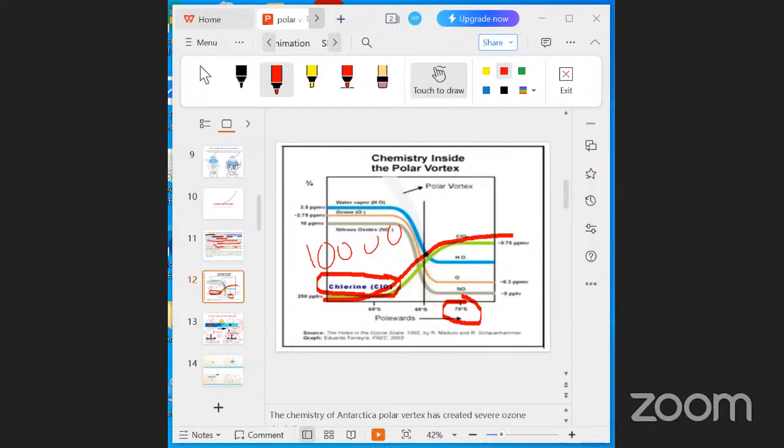It's called chlorofluorocarbon, CFCs. So on the ground, these chlorofluorocarbons are not harmful, but once they float up to the stratosphere, the sun breaks them down into chlorine, right? So you got it.